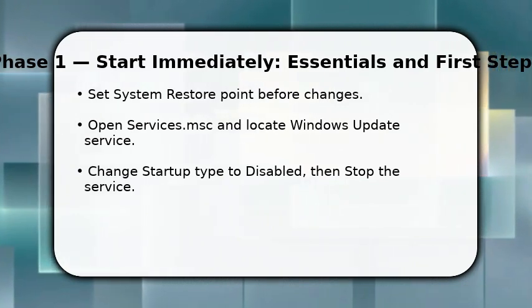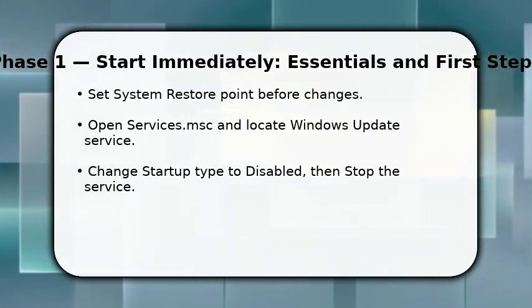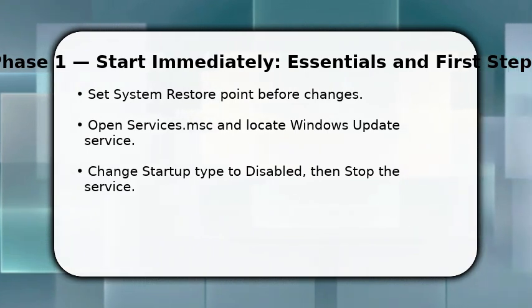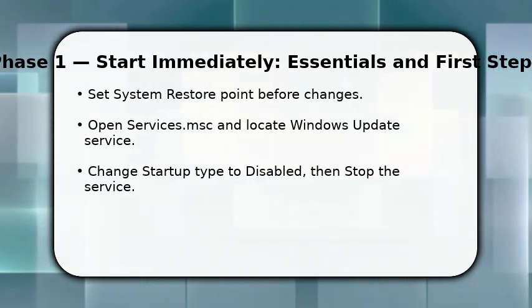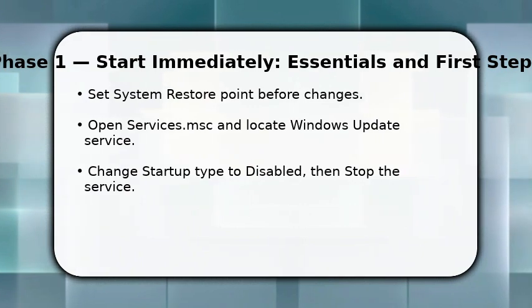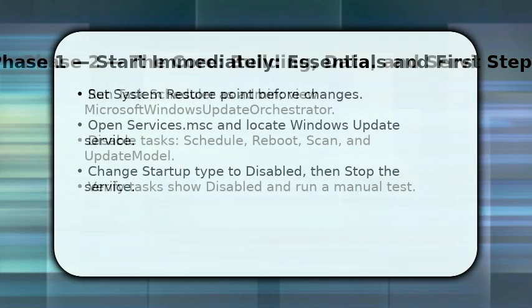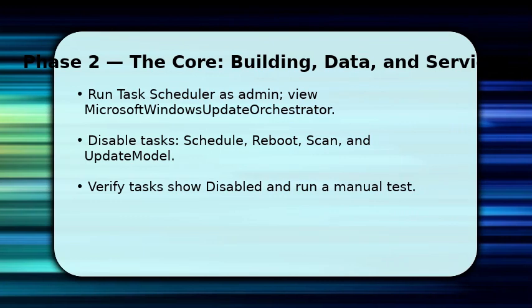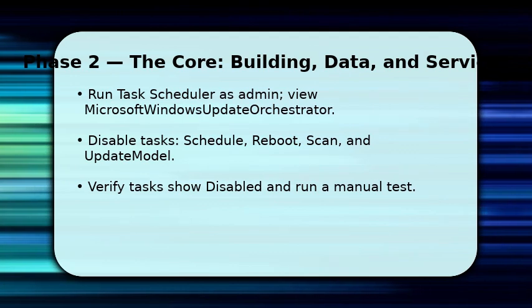After stopping, close services and move on to disabling related scheduled tasks so updates can't re-enable themselves. Now you open Task Scheduler as administrator and navigate to Microsoft/Windows/Update Orchestrator. This folder contains scheduled jobs that restart the updater. Disable every Update Orchestrator and Windows Update task: schedule, reboot, scan, update model, so they cannot run.